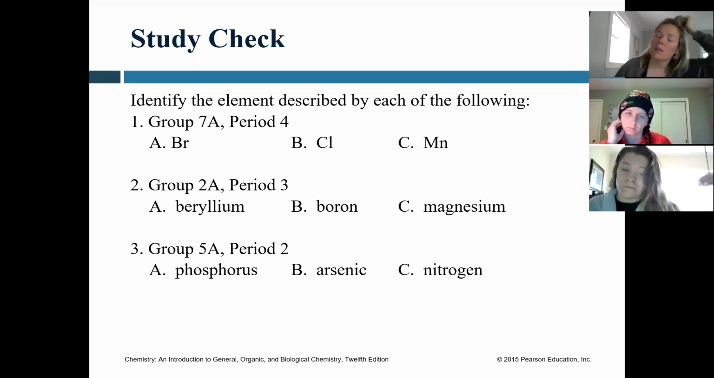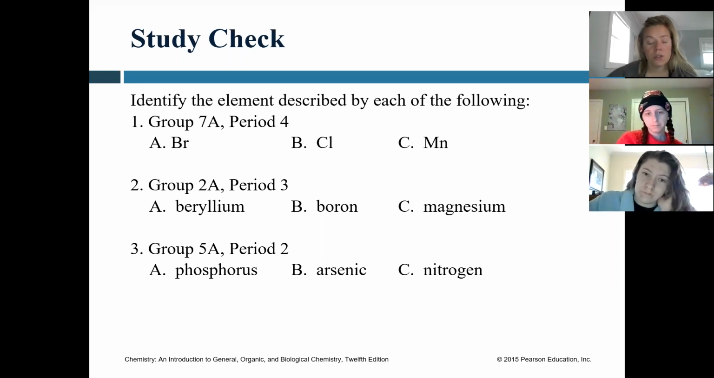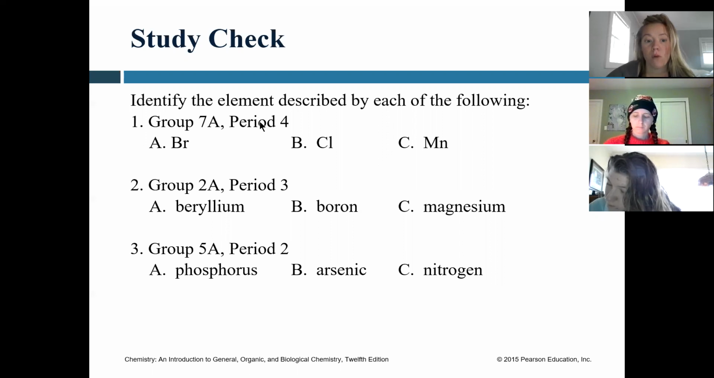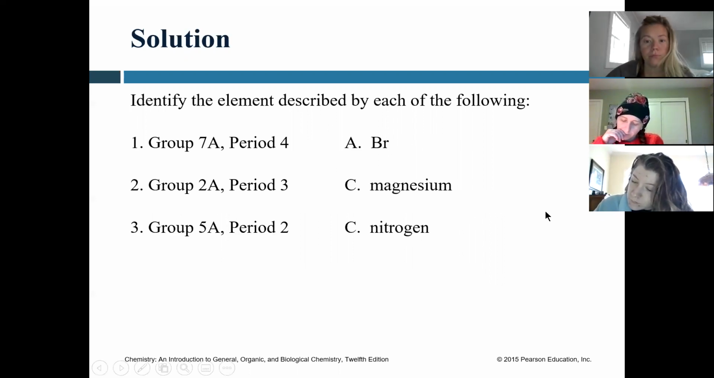Okay, so 7A, period 4. That means we're going to go over to group 7, which is the halogens. And then we need to go down to period 4. There is no element that lives in period 1 for that group, but we still have to count it. So fluorine is actually starting at 2. So 2, 3, 4. So bromine should be our answer for that, okay? You don't want to take it all the way down to iodine.